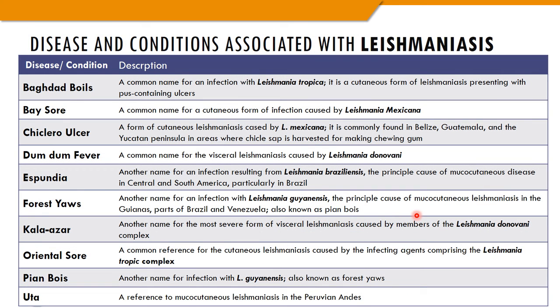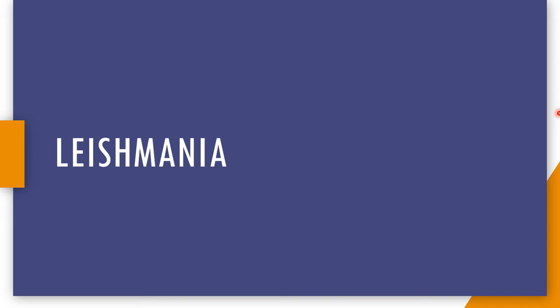So this is a table that summarizes all of the diseases and conditions associated with leishmaniasis. We will mention these terms later, and it is very helpful for you to be familiarized with this table. Okay? So let's now go to the first hemoflagellate, the Leishmania species.